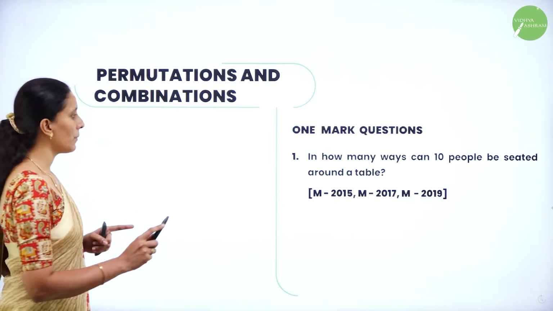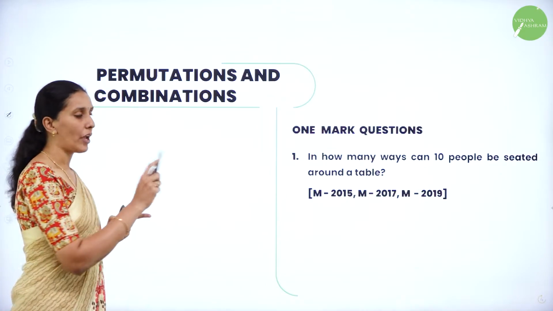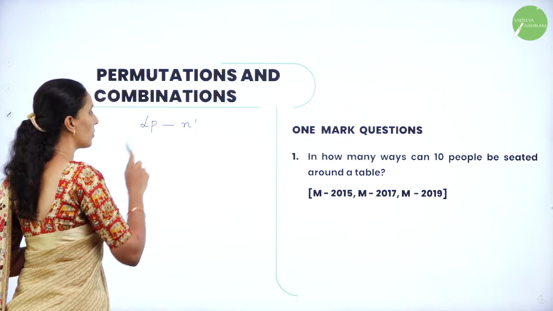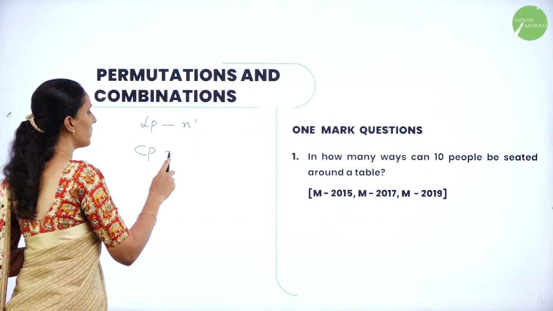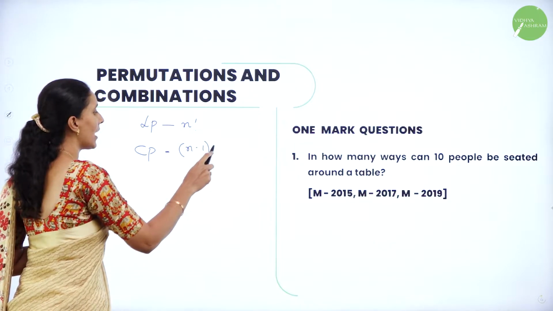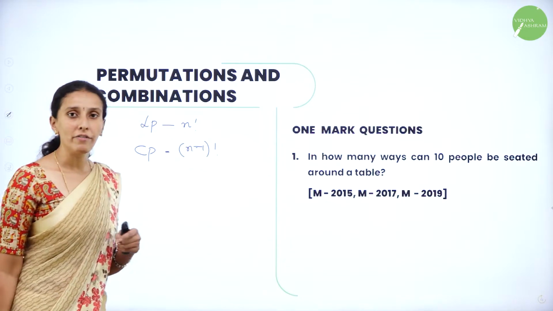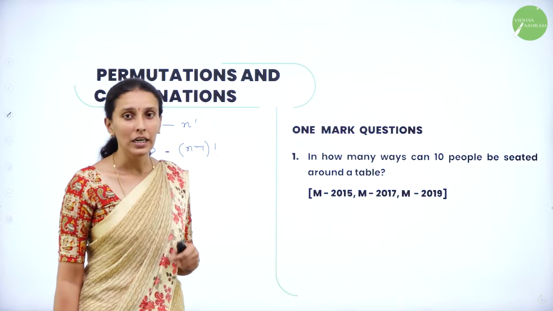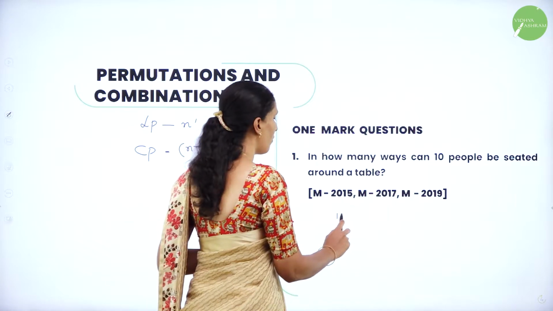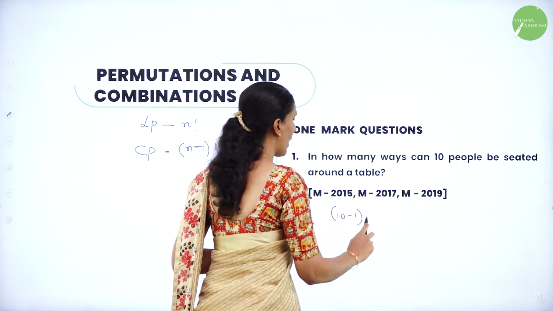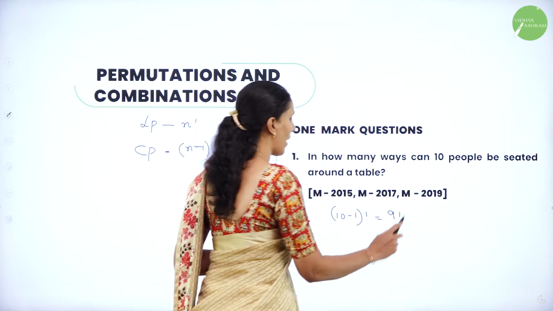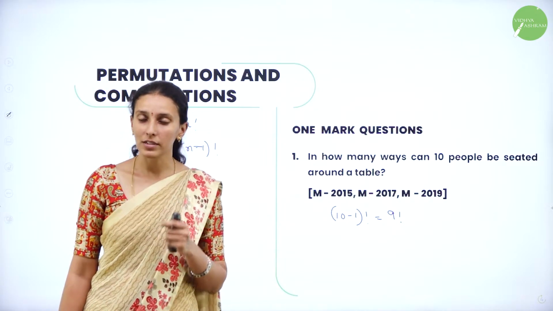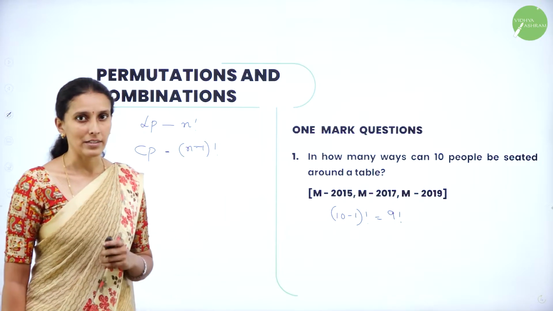So if it is a linear permutation, arrangement of n objects, in case of linear permutation we take it as n factorial, but in case of circular permutation we always take the arrangement as n minus 1 factorial. So therefore here we have 10 people around the table, hence the number of arrangements is 10 minus 1 factorial, that is 9 factorial. So this question was asked in March 2015, 2017 and 2019.